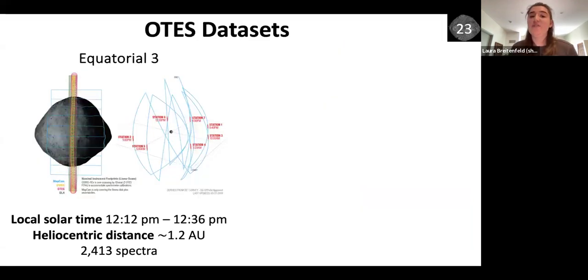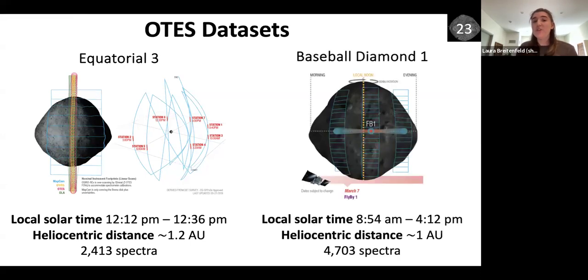So we applied the phyllosilicate model to OTES data sets, including the Equatorial 3 OTES data set. This data set was collected with a local solar time around noon at a heliocentric distance of 1.2 astronomical units and has roughly 2,400 spectra. I also applied the phyllosilicate model to the Baseball Diamond 1 data set. This data set has a larger range of local solar times, a heliocentric distance of 1 AU, and more spectra to analyze.